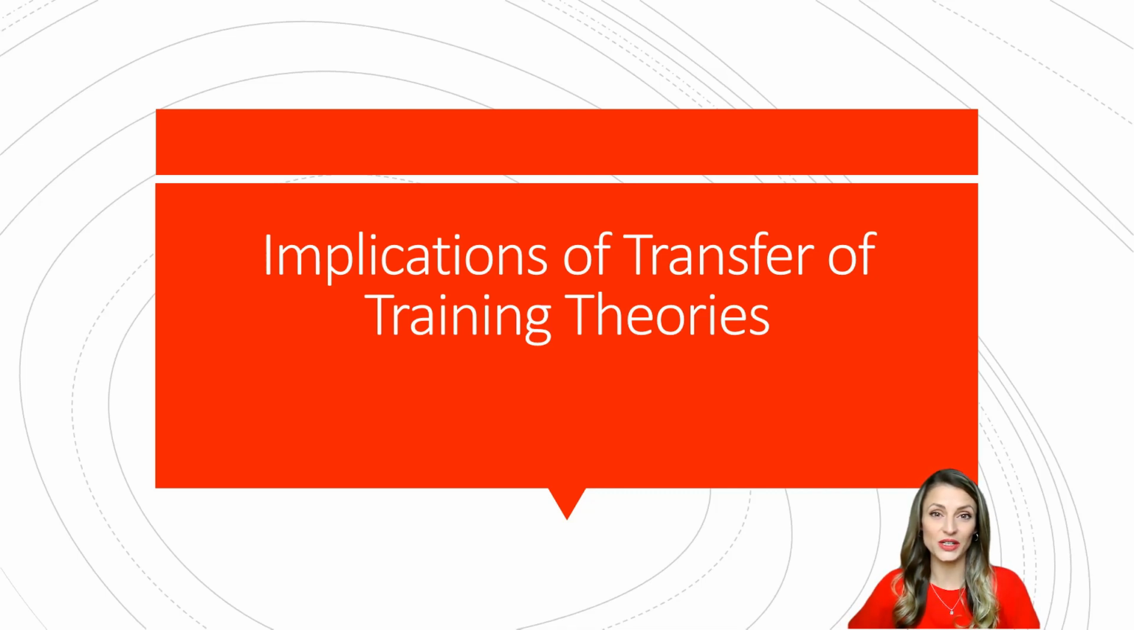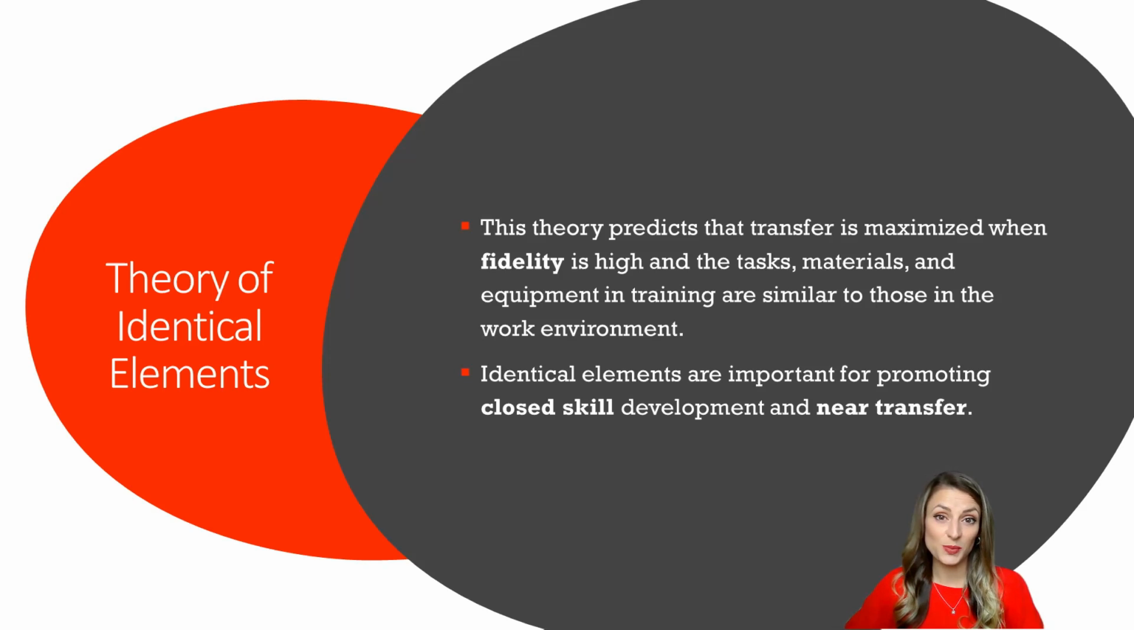In this video, we're going to review some of the theories about transfer of training, with a special focus on their implications for us. Let's begin with the theory of identical elements. It suggests that transfer is highest when the training environment closely matches the work environment, when what is being learned in training is similar to or identical to what trainees are expected to do on the job.